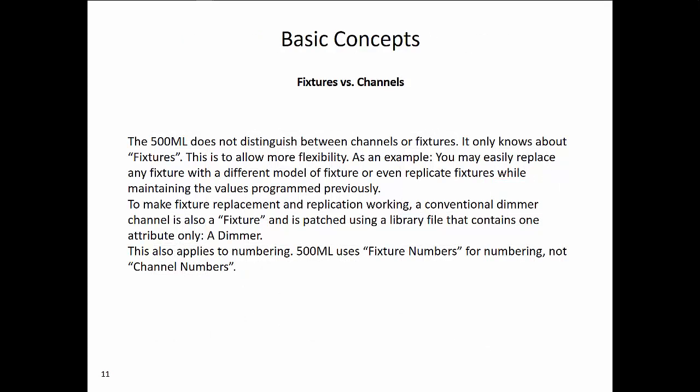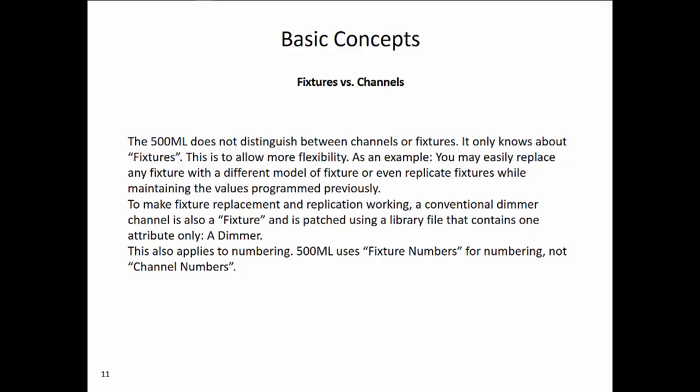Now, one of the basic concepts to understand with the 500ml is that we do not distinguish between channels or fixtures. It is only about fixtures. This allows more flexibility. As an example, you may easily replace any fixture with a different model of fixture, or even replicate fixtures while maintaining the values that were previously programmed in the original fixture. To make fixture replacement and replication work, a conventional dimmer channel is also a fixture and is patched using a library file that contains one attribute only, and that would be a dimmer.